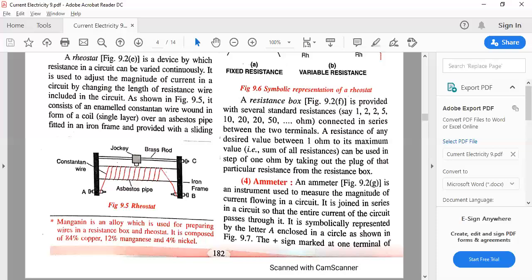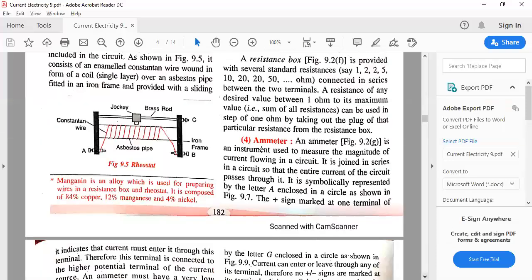What is an ammeter? An ammeter is an instrument which is used to measure the magnitude of the current flowing in the circuit. Like अभी तुमने पूछा था ना microampere or milliampere. So it is giving you the numeric value, कि 1 ampere का है कि 0.1 ampere का है. Normally an ammeter is connected in series. Series का मतलब क्या है? The plus sign is marked at one terminal.